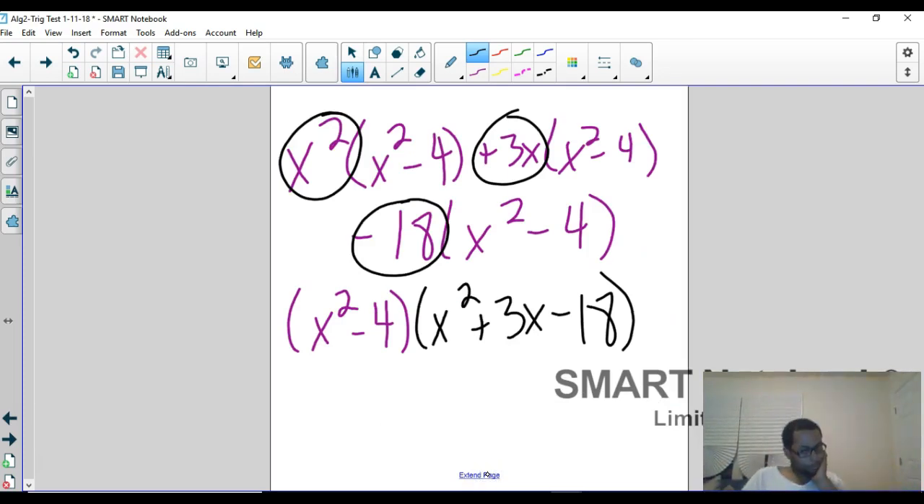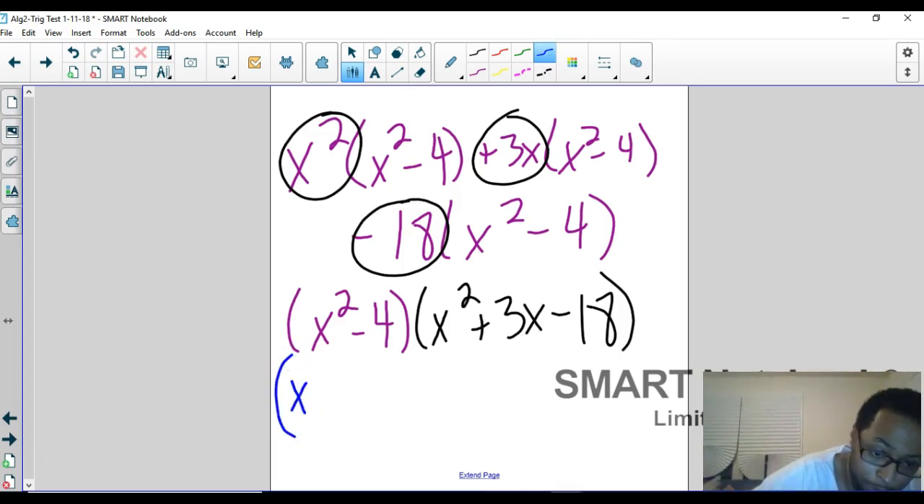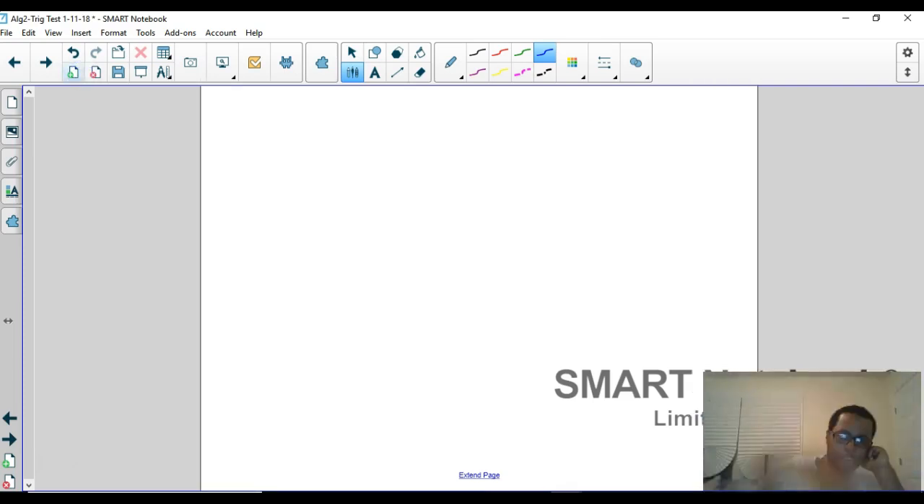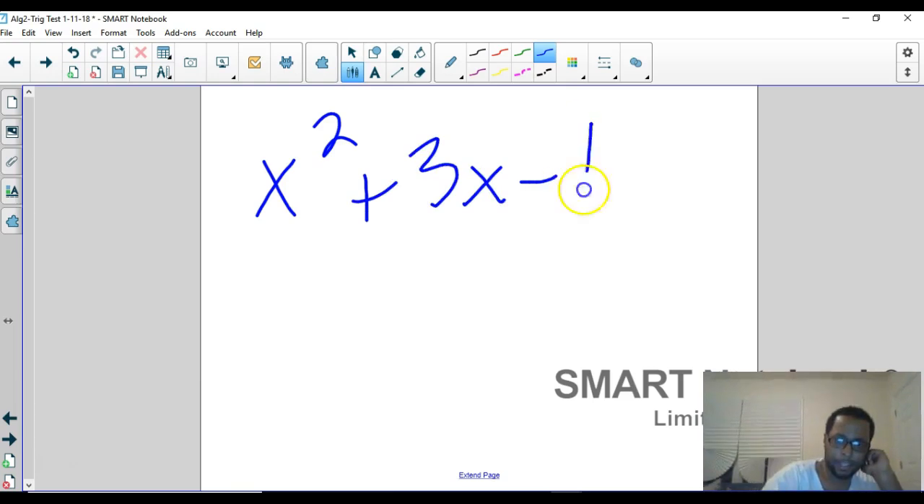So we can break down the first one. Why can we break down the first one? Because it is a perfect square. The square root of x squared is x. Square root of 4, we have a positive 2, and we have a negative 2. Okay? We got that squared away. Now, I'm going to do this on a separate page, and I'm going to bring it back to the question. So this was x squared plus 3x minus 18.